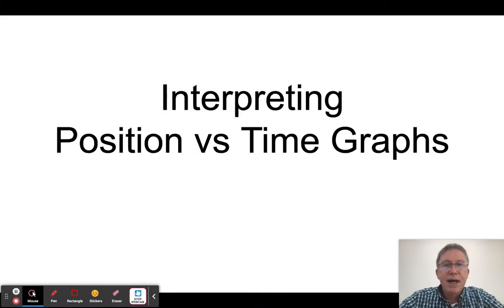All right, let's learn about how to interpret position versus time graphs. To be honest, this is a pretty important skill in AP Physics because the AP test writers often present you with information about an object's motion by presenting you with a position versus time graph.